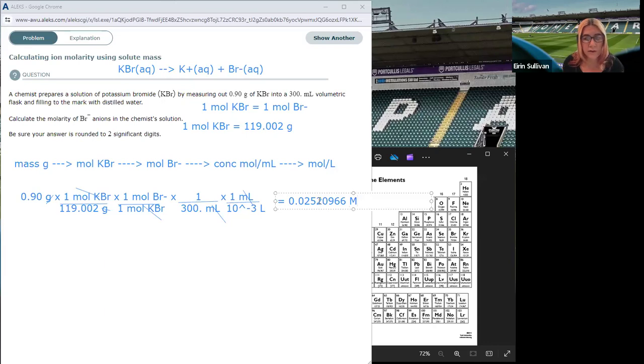We're asked for two significant digits, which would be this. So in scientific notation, that's going to be 2.5 times 10 to the power of -2 molarity. All right, that'll do. Have some practice with that.